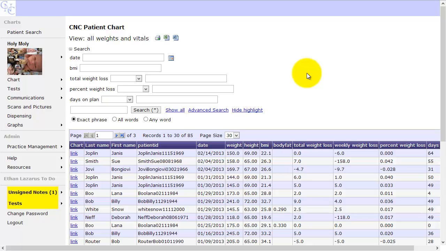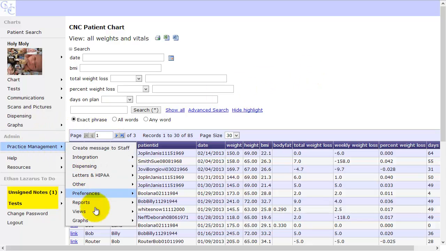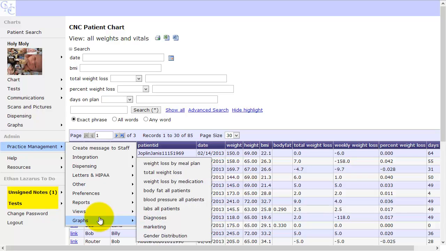All right, last but not least, let's take a look at practice management graphs. Unlike patient graphs, which just show you graphs specific to the individual chart that you're working on, the graphs in practice management are intended to look at your whole practice. So this is really fun.